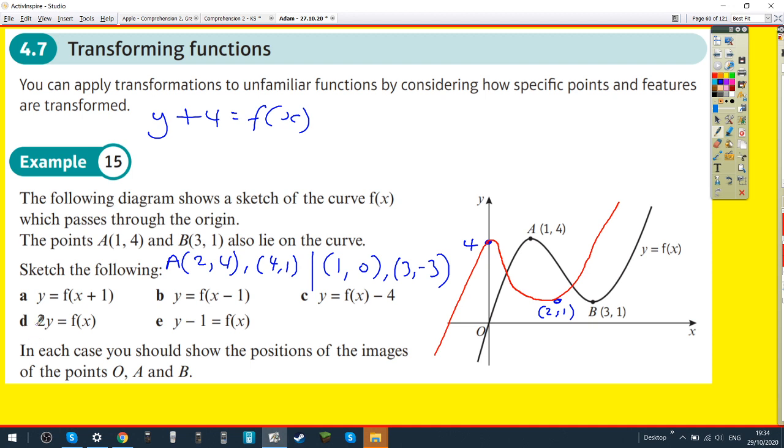Okay. Question D. So for question D, would you be minusing by 2? Dividing by 2, because that's the opposite of times 2. So it'd be 1, 2 for A. B would be 3, a half. Well done.